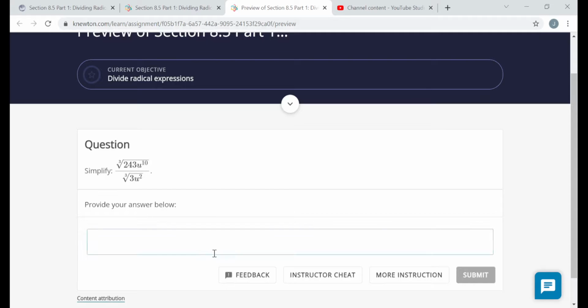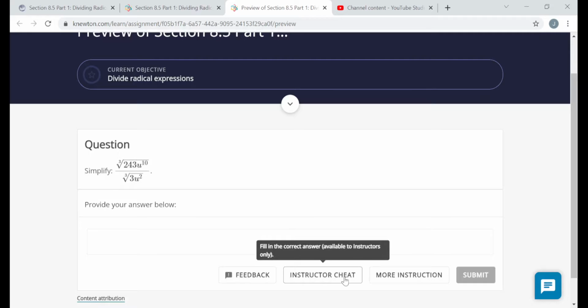And then every question you see should have a feedback button on the bottom, right, so you can send feedback to Knewton. Should also have a more instruction button. Right, you won't see the instructor sheet button, that won't be there. But you should see a more instruction button. You can click on this and you'll be provided with extra reading material, extra videos to help you out with whatever objective you're working on.